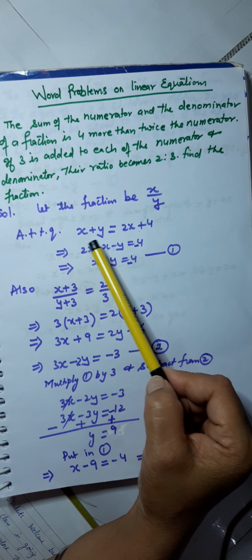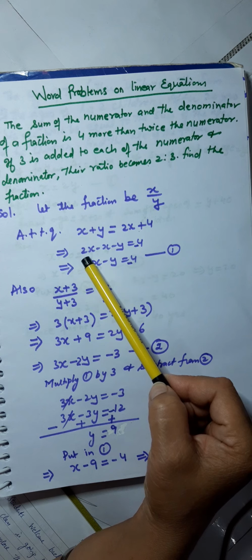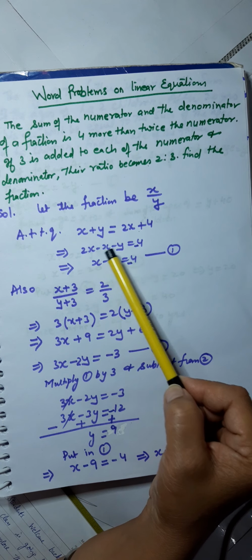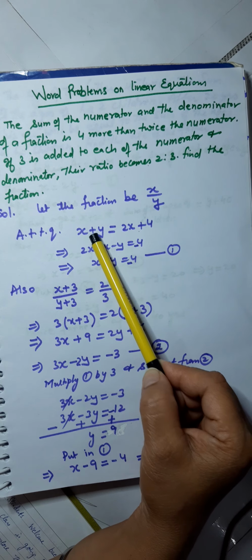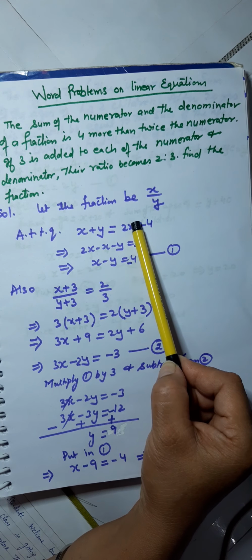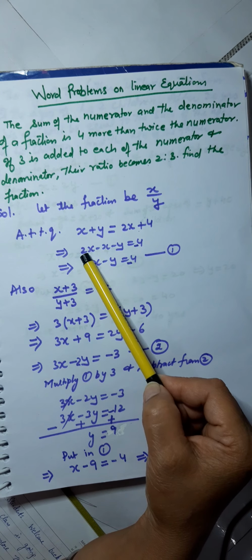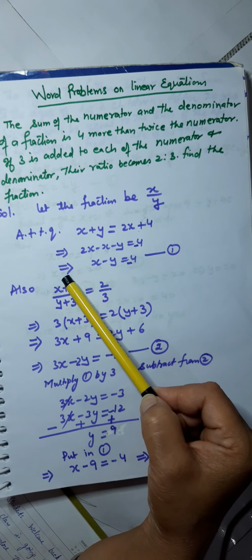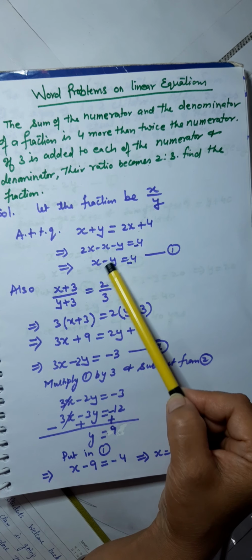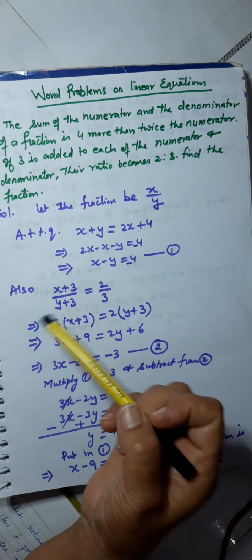According to the question, x plus y is equal to 2x plus 4. This implies 2x minus x minus y is equal to minus 4. What have I done? I have taken x plus y on that side and 4 I have brought here. So my equation becomes x minus y is equal to minus 4. Let us call it equation number 1.